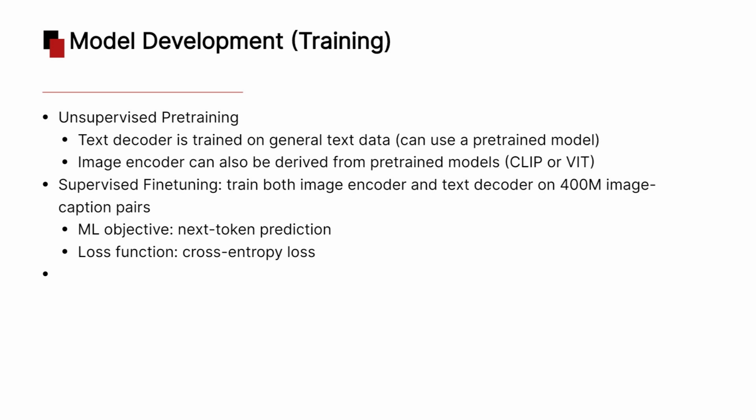We optimize the model using the cross-entropy loss, which measures the difference between predicted token probabilities and the actual ground truth tokens, encouraging the model to produce accurate captions. This two-stage training strategy leverages prior knowledge from general language and vision tasks, then adapts it to the specific image captioning objective, enabling efficient learning at scale.